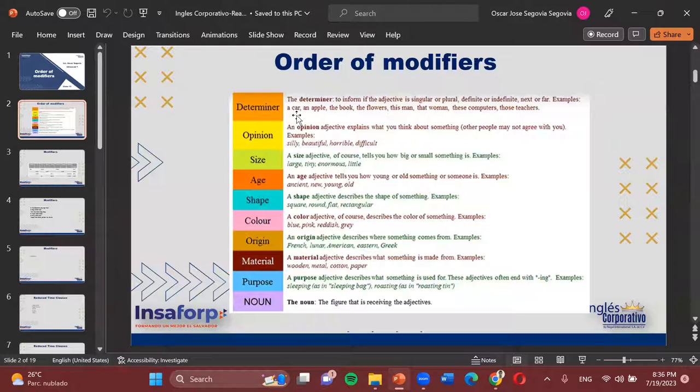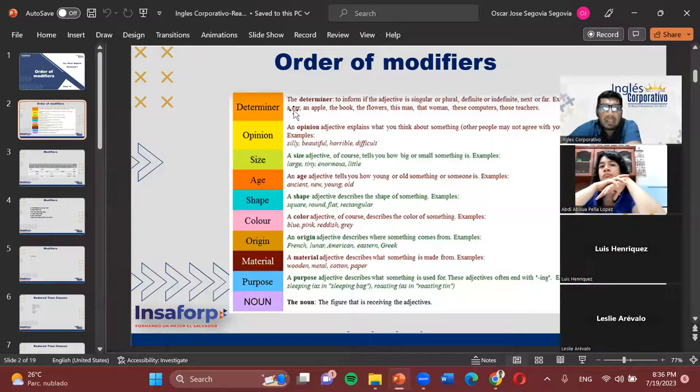Now, with singular nouns that have a vowel at the beginning, we're going to use an. Okay, so all singular nouns that have a vowel at the beginning is going to be an. Ahora, estos son indefinite, ¿sí? Eso es otra cosa importante. Eso es algo que en muchas ocasiones a nosotros nos pasa por encima, ¿verdad? Estos son determinadores indefinidos, porque aquí estamos diciendo a car or an apple, ¿sí?